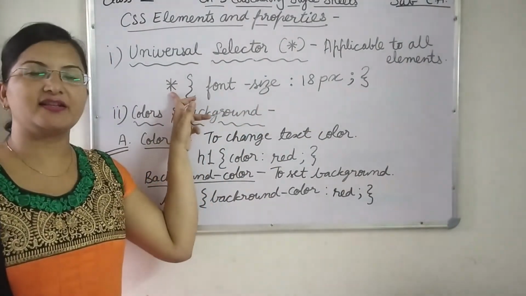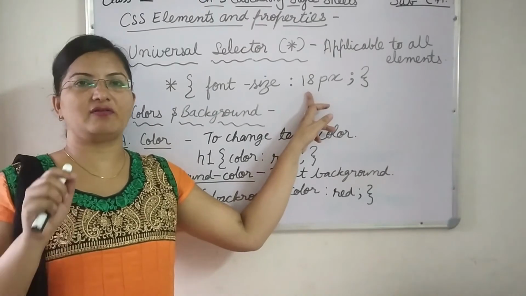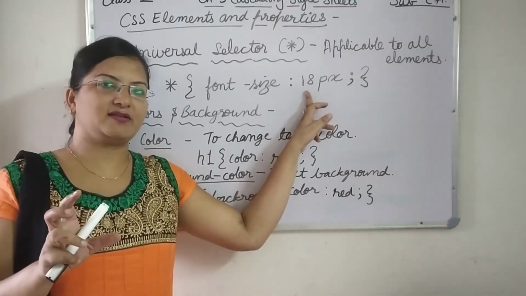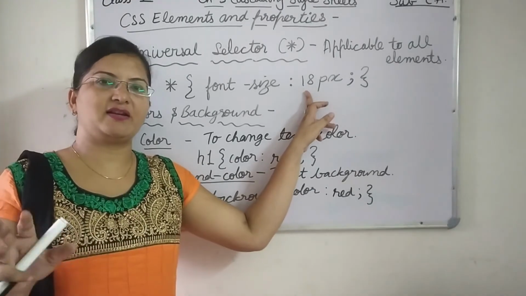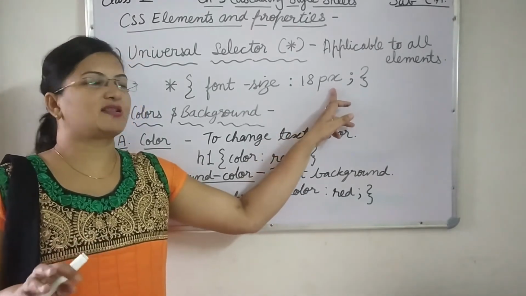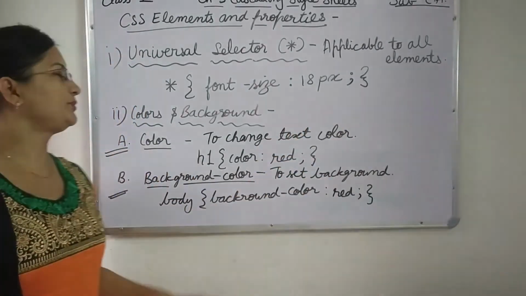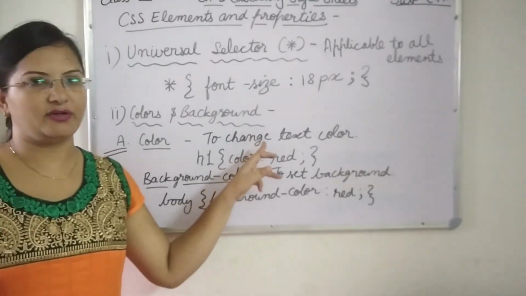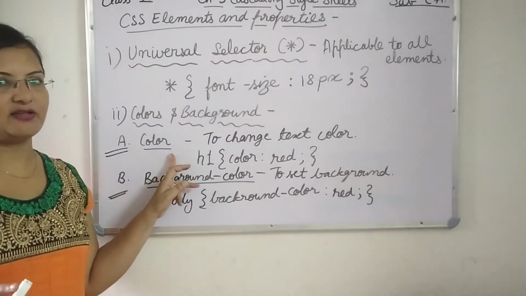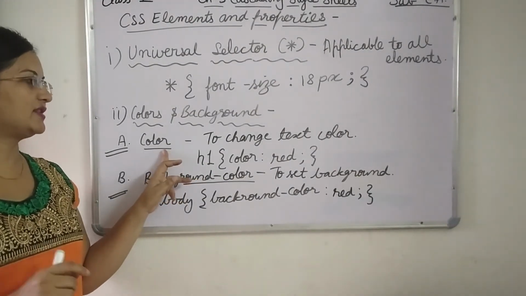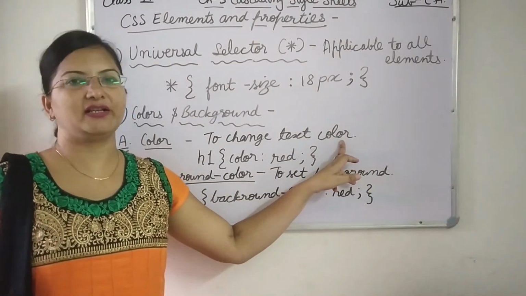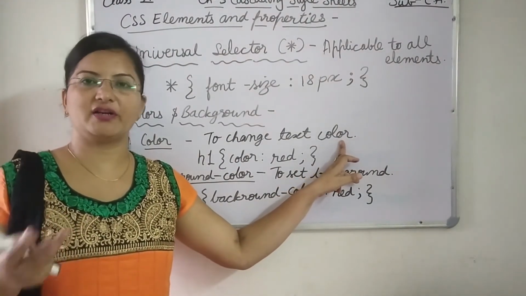If it is the universal selector, that means the content of the web page will have the same size. Wherever the text is, like in a paragraph or in a heading, tables, lists, everything, all the text will be in 18 pixel size. Now next is color and background. If we have to set the color, we can use the color attribute, for a particular element, like it can be for a link also, for a paragraph or H1.